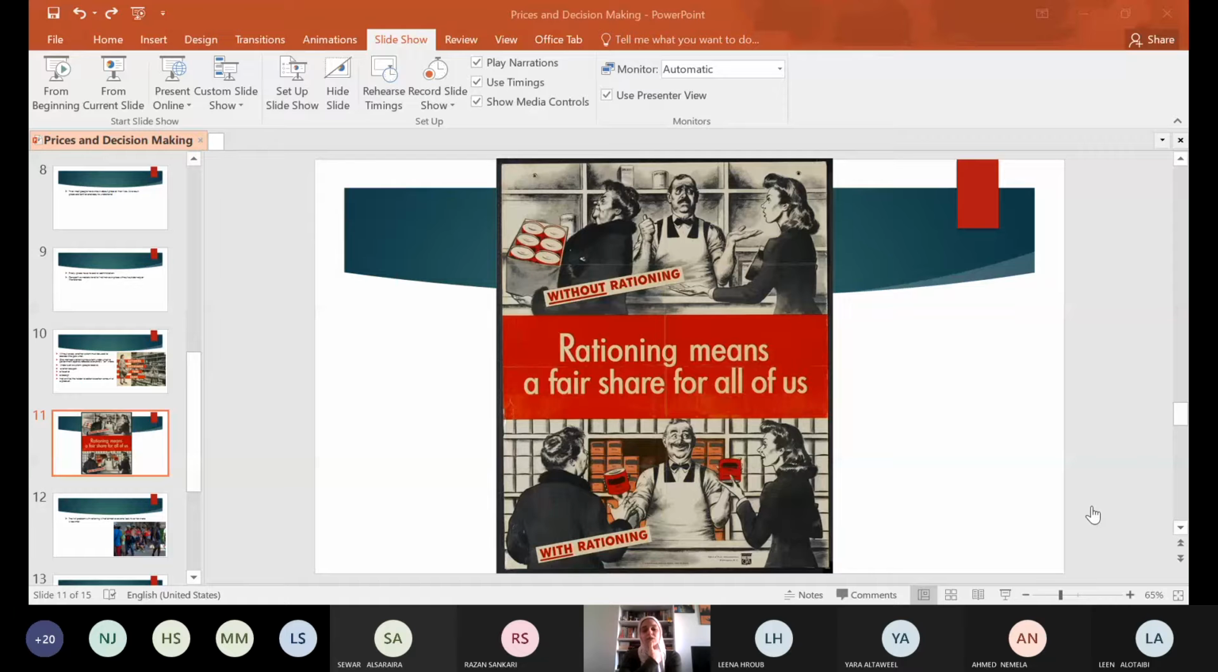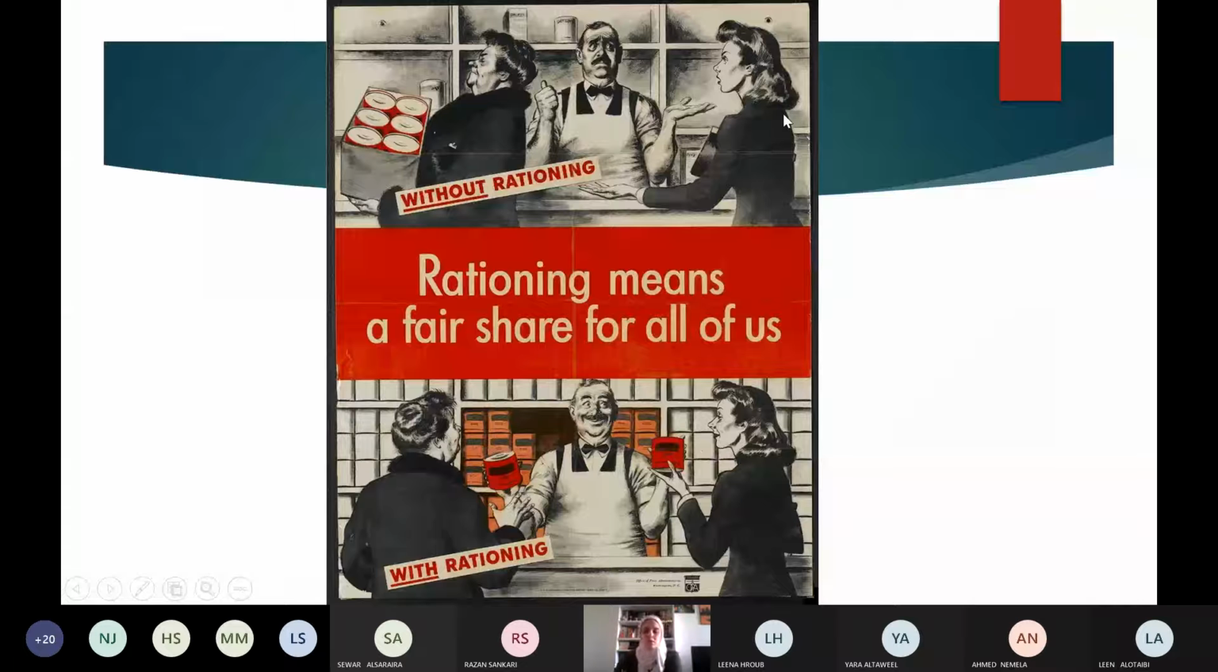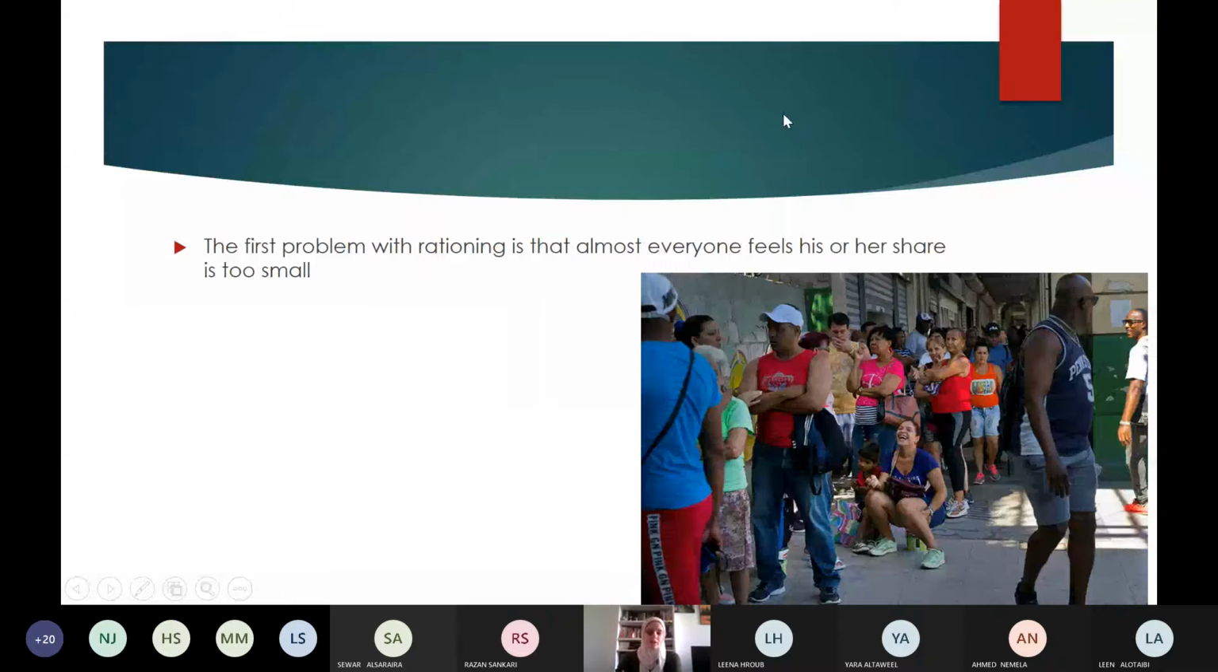They are exposed to be stolen, girls. Here. What problems might we face with rationing?